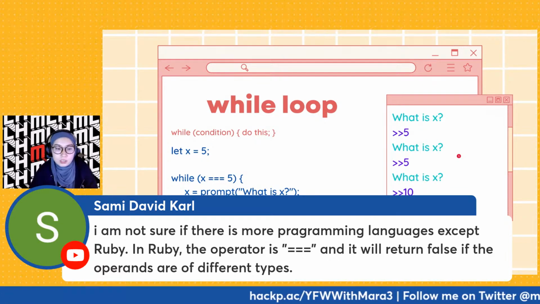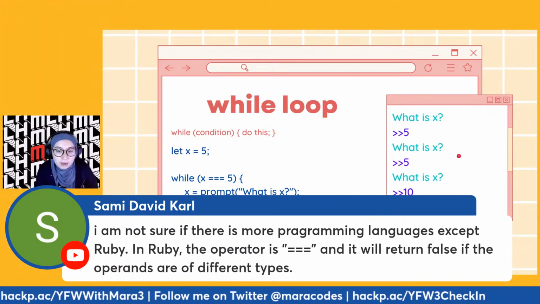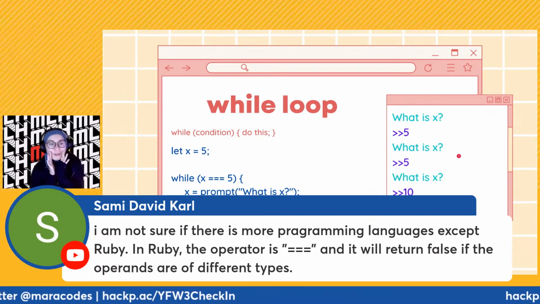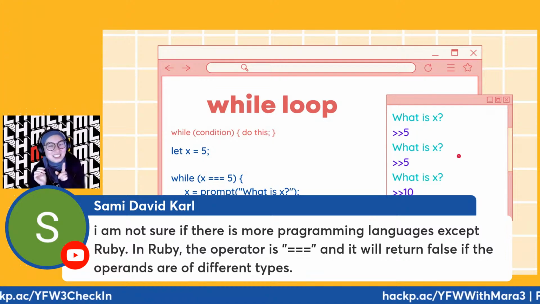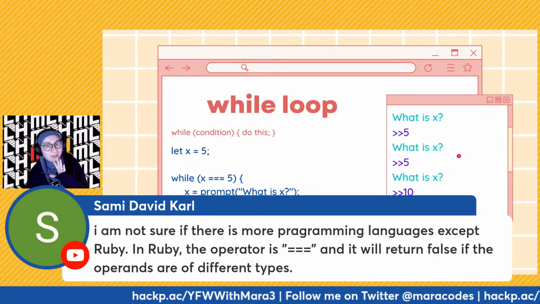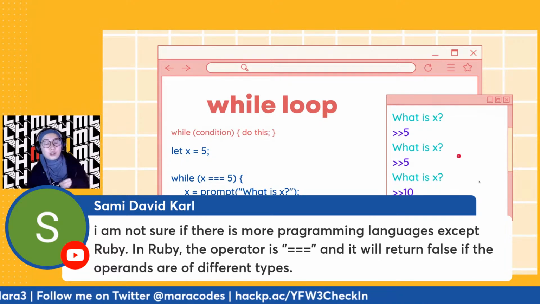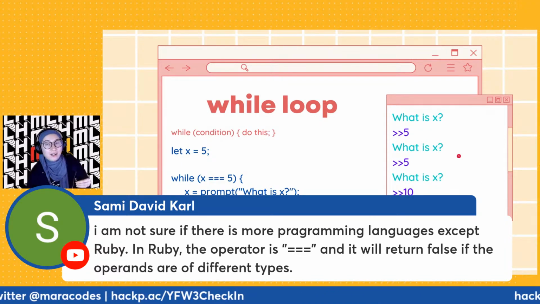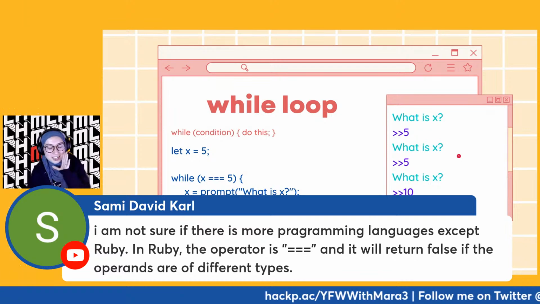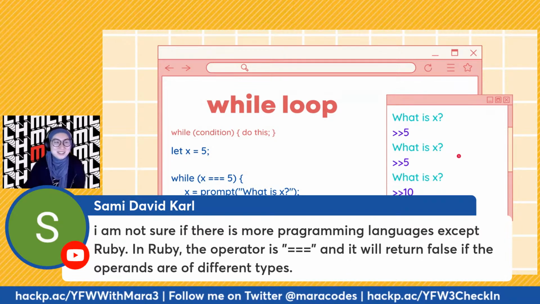Let's see what it says. I'm not sure if there are more programming languages except Ruby. In Ruby, the operator is equal, equal, equal, and it will return false if the operands are different types. You are so right, and I'm glad you got that. If you actually notice, while x equals 5 will actually have a problem because x is going to be a string because you prompt it, and 5 is a number. So those actually won't be equal. You caught me there. I was hoping I could just change that afterwards, but you caught me. I didn't know that also happened in Ruby, so that's cool. You taught me something. Thank you.